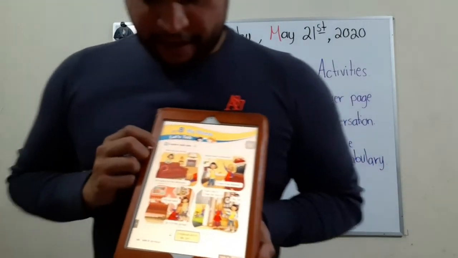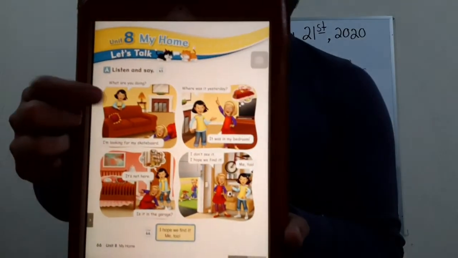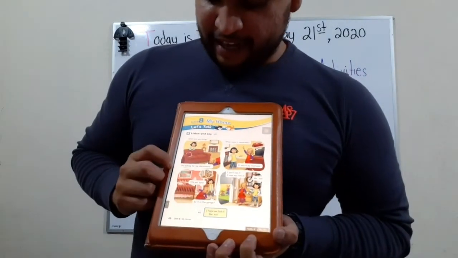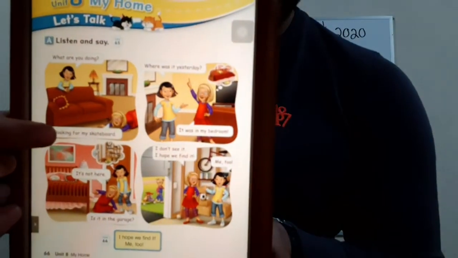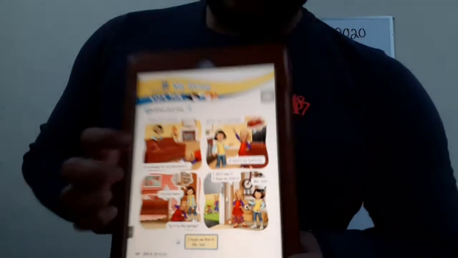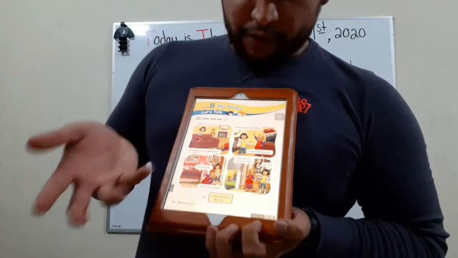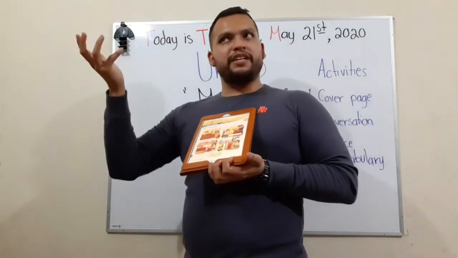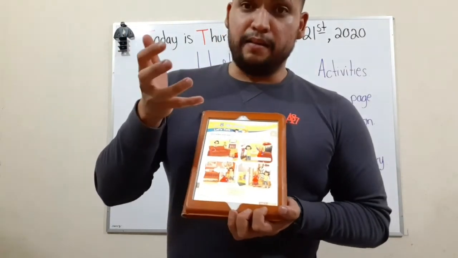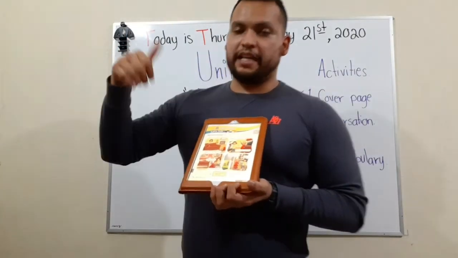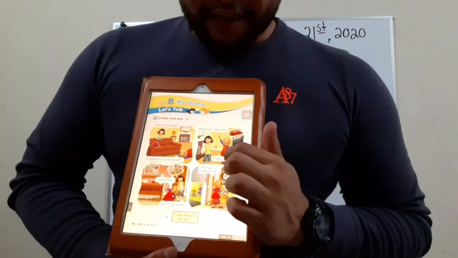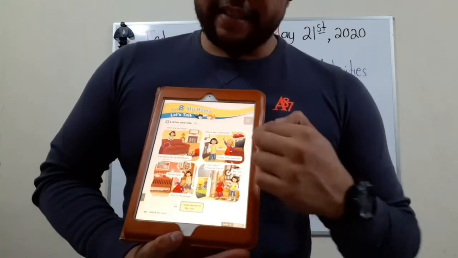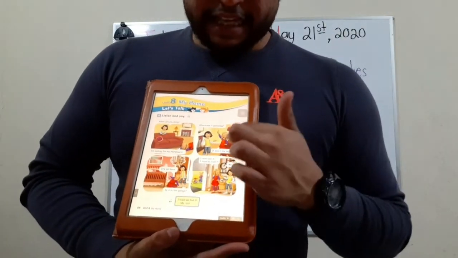So it says here, in this part, what are you doing? And it says here, I'm looking for my skateboard. You have it here. And then you have, where was it yesterday? Yesterday, remember, like the last unit, como la unidad pasada. Yesterday, it's past, pasado. Where was it yesterday? And it says here, it was in my bedroom. In past, it was in my bedroom.